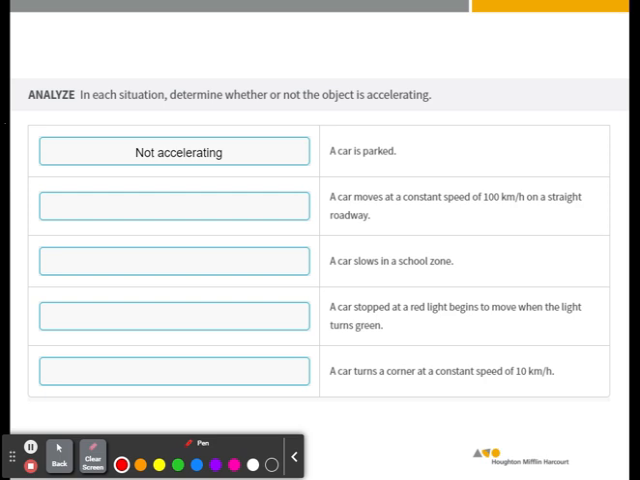If a car moves at a constant speed of 100 kilometers per hour on a straight roadway, like on the freeway, then it's not accelerating. Okay, you could be going really fast.